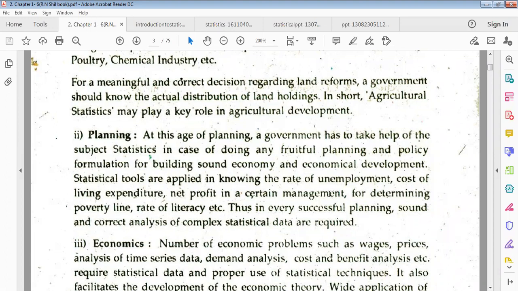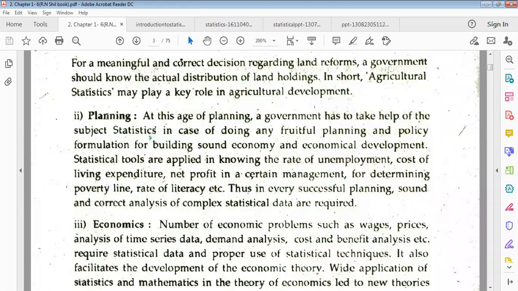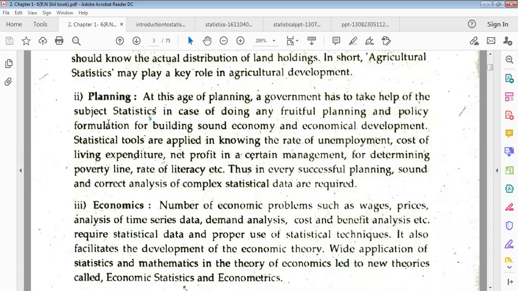In a big farm or industry, you have to manage certain management. You need certain management to calculate net profit, and for determining the poverty line. For determining the poverty line, the literacy rate, how many? And in every successful planning, sound and correct analysis of complex statistical data is required. That means in this case, we have to take help from statistics for every planning of a government. That means the government controls the whole country with the help of statistics.